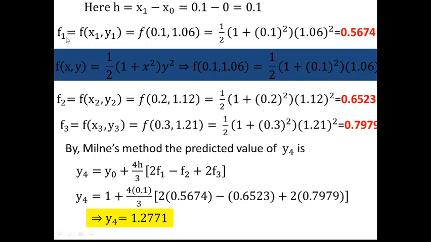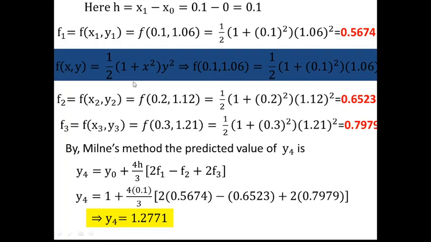That is f1, f2 and f3. Now, f1 is according to definition f at x1, y1. Put the values of x1, y1, that is 0.1, 1.06. Now, how to find out the value of the function at 0.1, 1.06?